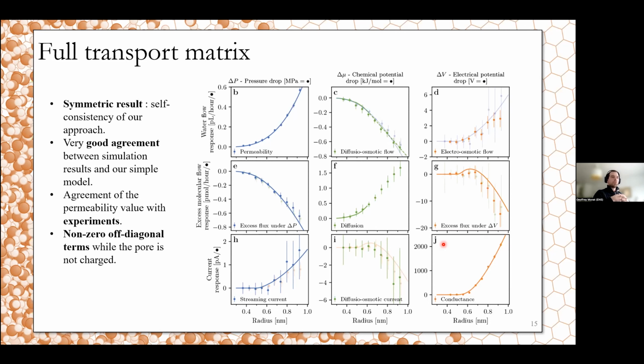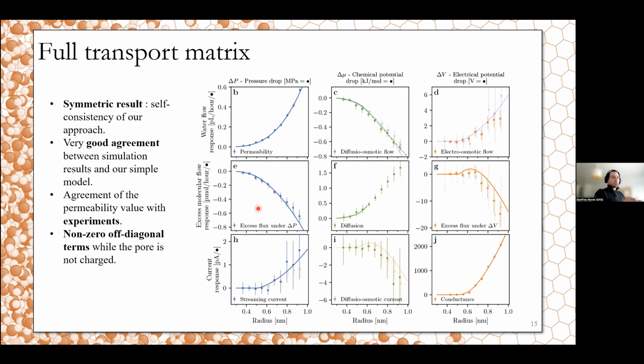able to compute the full transport matrix, which is the linear response of the non-equilibrium system under the effect of those different potential drops. I will not go into detail of all of these results because it would be too long. However, we see that the matrix is symmetric. This is very important and shows that our unified approach is self-consistent.